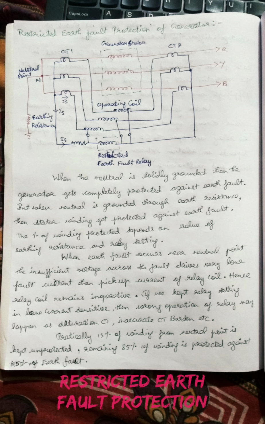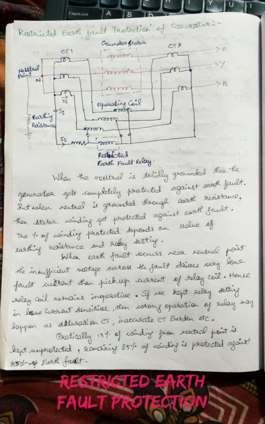And the next thing is that when you see the neutral side, there will be one earthing resistor. This earthing resistor is also a main thing for carrying the protection. When the neutral is solidly grounded, then the generator gets completely protected against the earth fault.